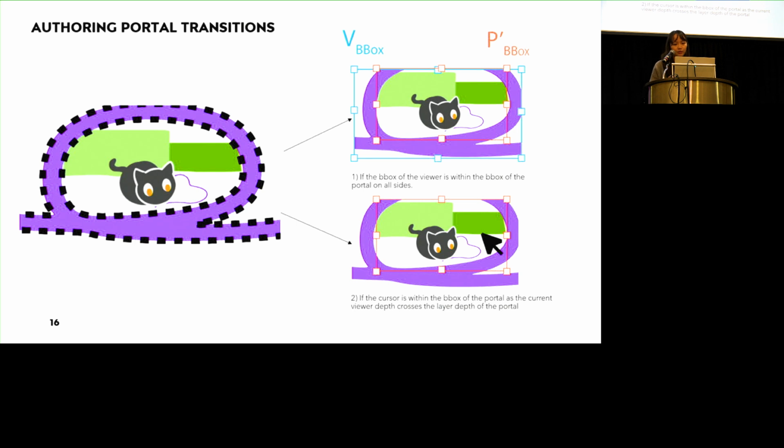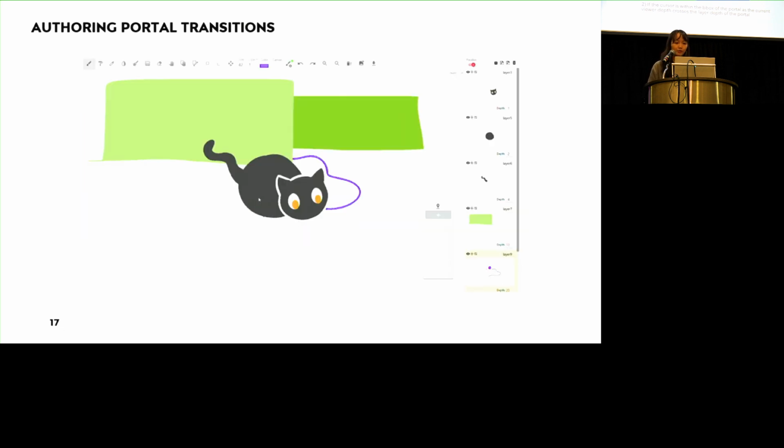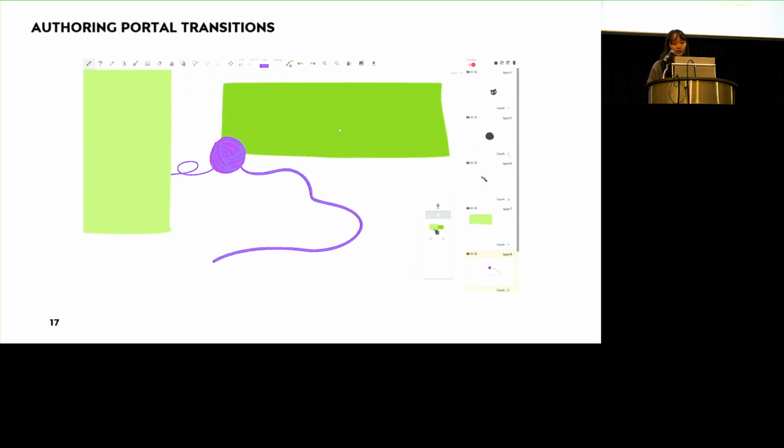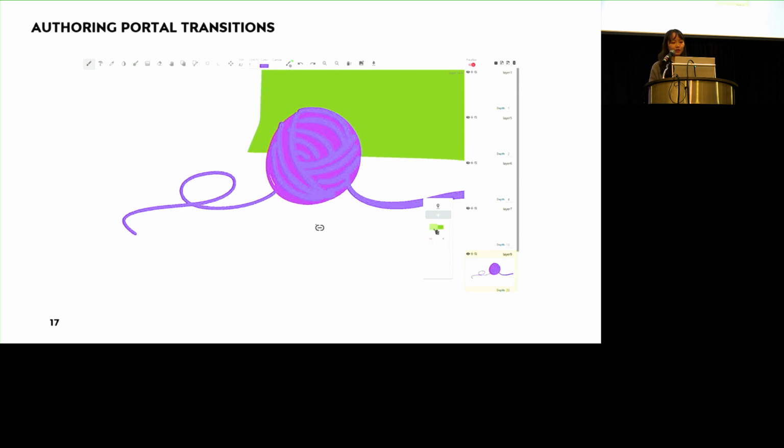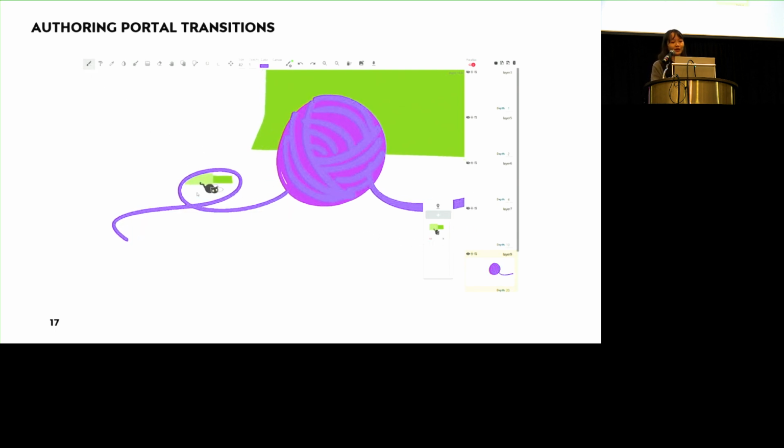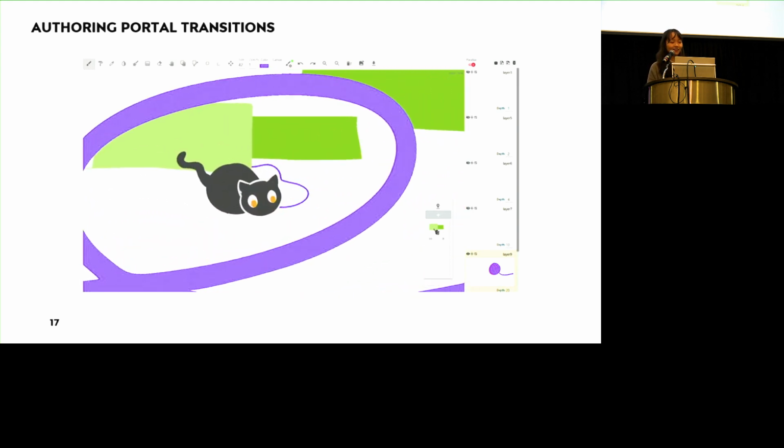Then we use CSS animations to morph the waypoint preview to the entire canvas viewer. So here again is a video of that in action. The person saves that location of the cat in the module, and then they link it to the portal of the yarn, the ball of yarn. And as they zoom in, it'll morph them back to that location.